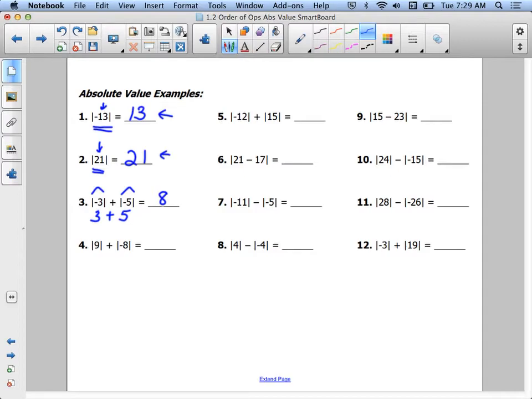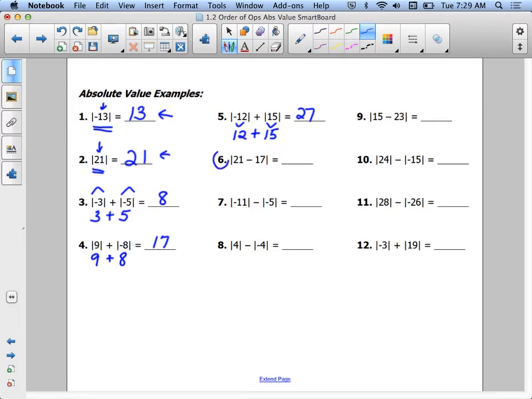For number 4, the absolute value of positive 9 is 9. The absolute value of negative 8 is positive 8. We'll add those two numbers together to get 17. Moving on to number 5, same thing. Absolute value of negative 12 is positive 12. The absolute value of positive 15 is positive 15. We'll add those two together to get 27.